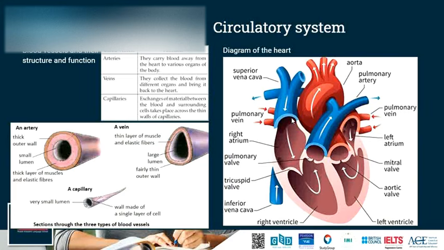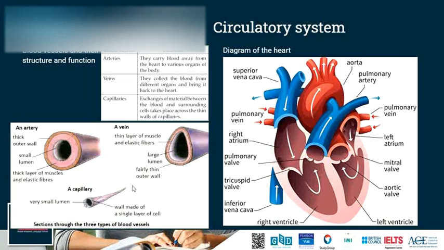There are three types of blood vessels in the human body. These are arteries, veins, and capillaries. Arteries carry blood away from the heart to various organs of the body, whereas veins collect the blood from the different organs and bring it back to the heart. Capillaries are the tiny blood vessels, which have very thin walls, and their function is to exchange materials between the blood and surrounding cells.